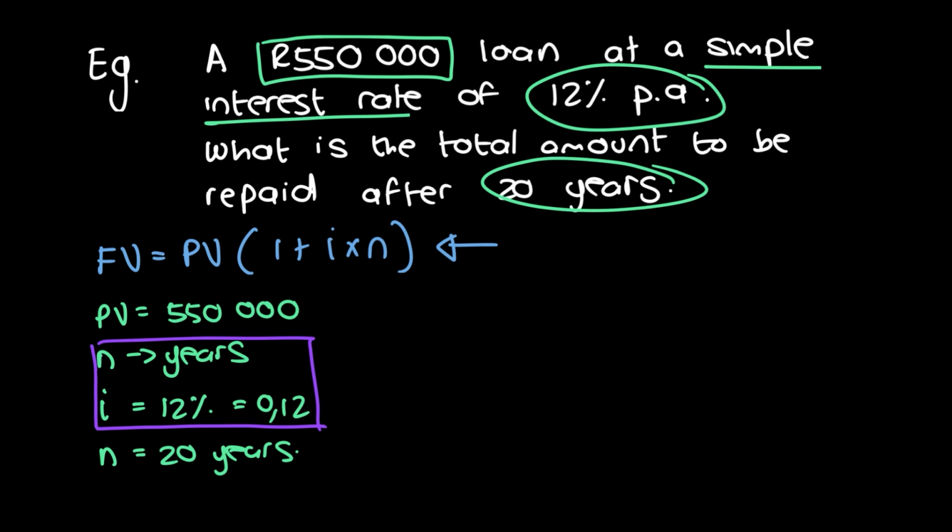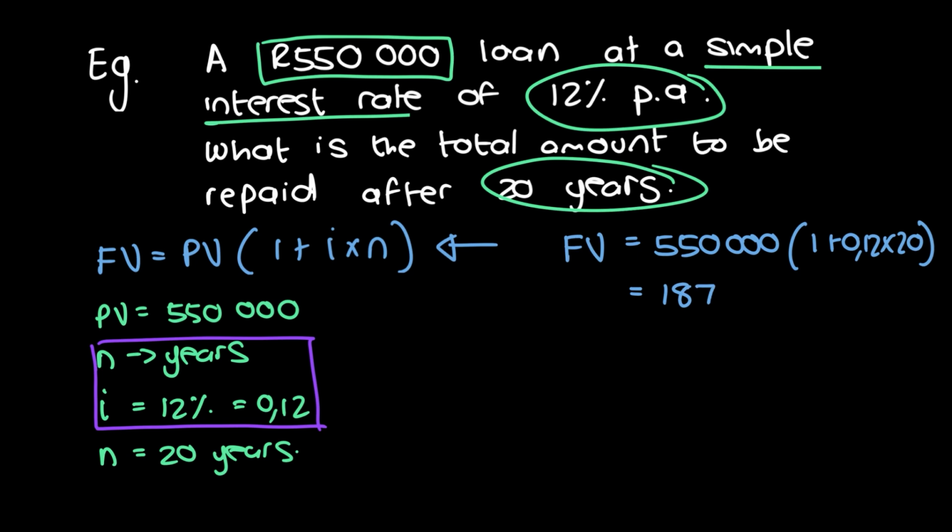If you put this into the formula, we're going to have the future value is equal to 550,000 multiplied by 1 plus 0.12 times 20. And that is going to give us 1,870,000. So it's quite a large loan amount that you're going to have to pay back at the end of 20 years, because we're assuming that there are no repayments happening in between. So at the very end, you have 1,870,000 Rand to pay back for this loan.